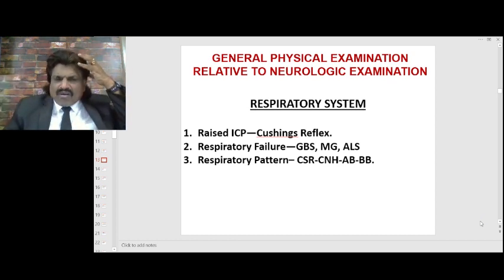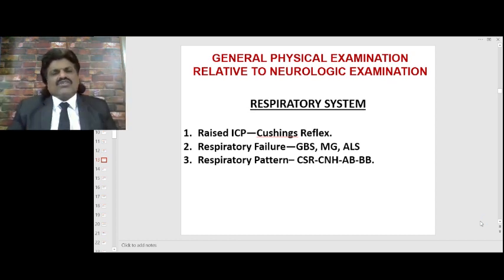Suppose the cerebral cortex is involved, it is Cheyne-Stokes respiration. Waxing, then stop, waning, then waxing and then waning. So waxing, waning, it is Cheyne-Stokes respiration. When it descends to the midbrain level, they'll have central neurogenic hyperventilation. That means they keep on hyperventilating very fast.